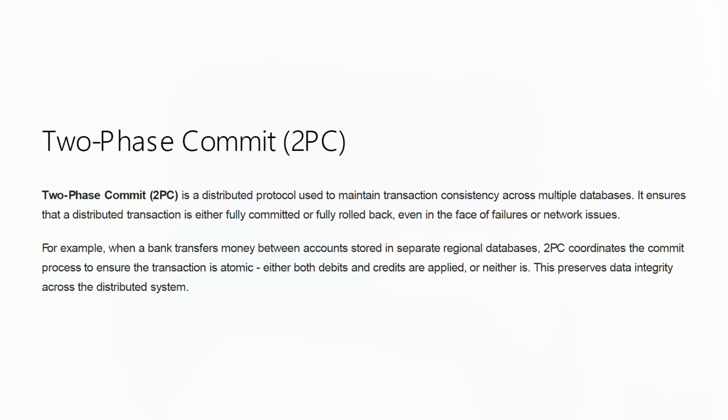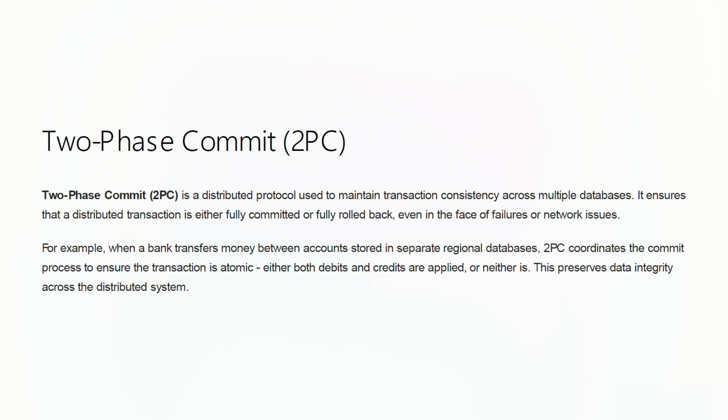Imagine, for instance, a bank transaction that involves transferring money between two accounts located in separate databases. If this transaction were only partially completed, we could end up with an incorrect balance in one or both accounts, which would be a serious error.